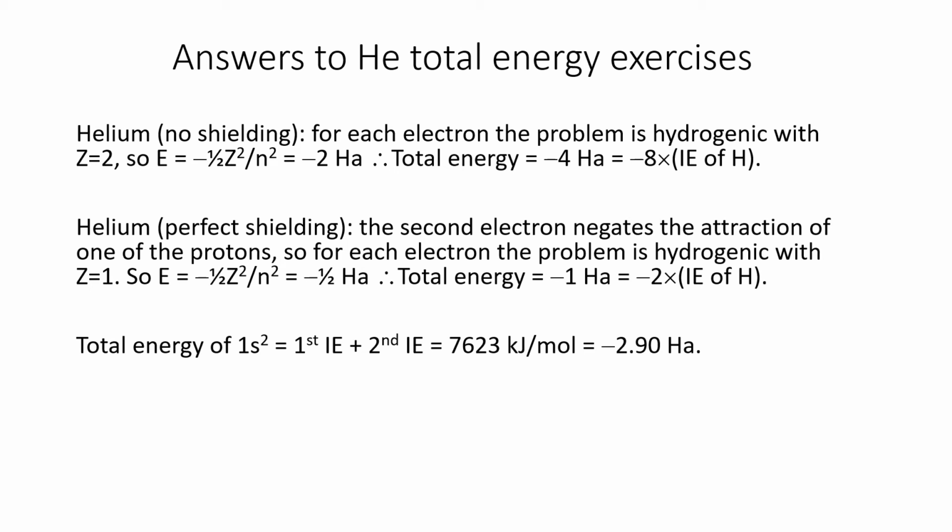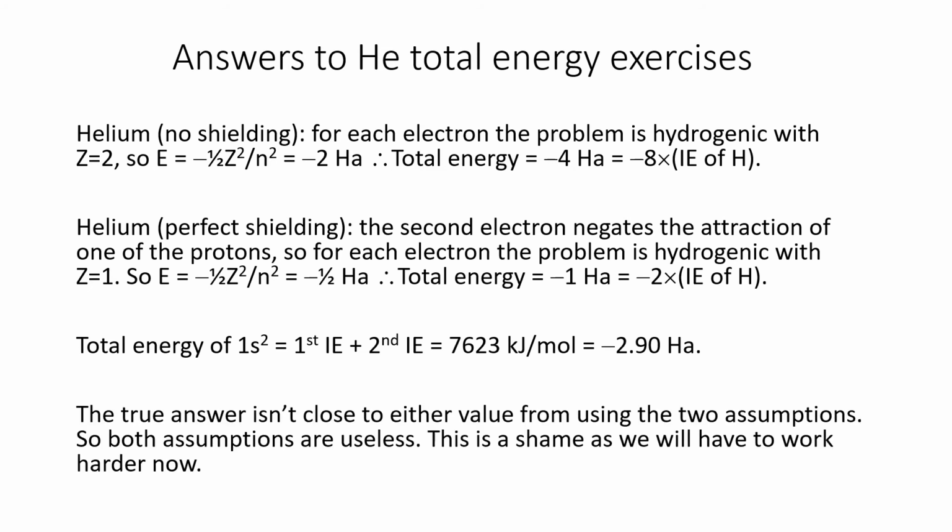So we add the two ionization energies, you get this number 7,623 kilojoules per mole, divide it by our conversion factor 2625.5, and what do we get? We get -2.9 Hartrees. Bit of a disaster really, because that's not very close to -4, and neither is it very close to -1. So, oh well, it means there wasn't a really simple way to work out that energy. Never mind. We've got to try a bit harder now to think about what we can do about this, and this will take us in the direction of our next line of attack.